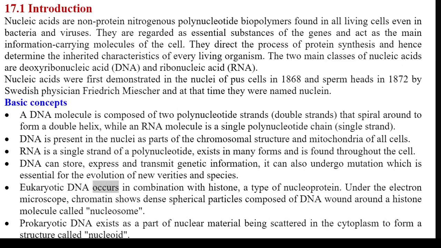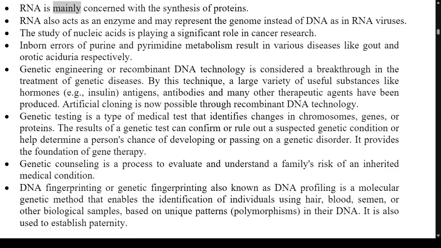Eukaryotic DNA occurs in combination with histone, a type of nucleoprotein. Under the electron microscope, chromatin shows dense spherical particles composed of DNA wound around a histone molecule called nucleosome. Prokaryotic DNA exists as a part of nuclear material being scattered in the cytoplasm to form a structure called nucleoid. RNA is mainly concerned with the synthesis of proteins. RNA also acts as an enzyme and may represent the genome instead of DNA as in RNA viruses.